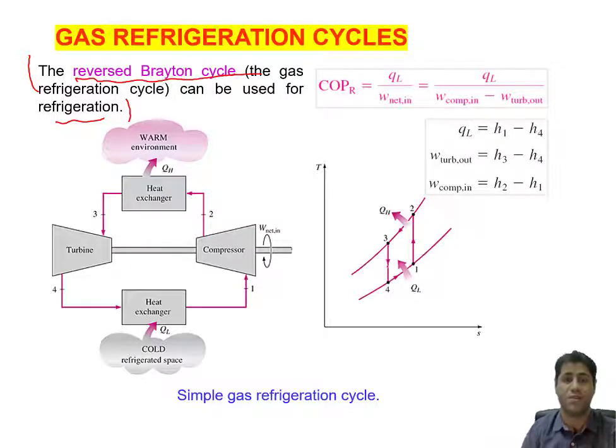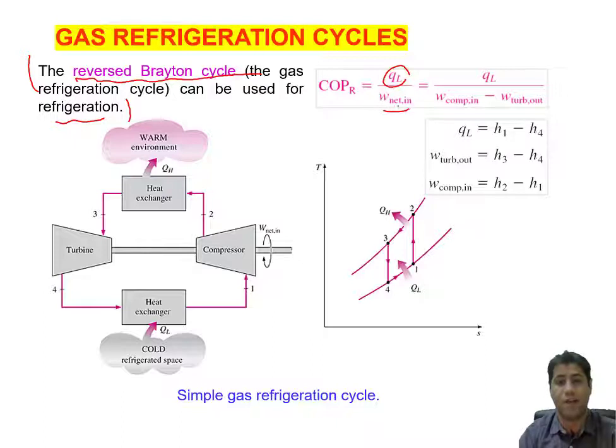You can see here that this cycle, compared to the vapor compression refrigeration cycle, is simpler, and also the components are fewer than the components we had for the vapor compression cycle. To calculate the COP, or coefficient of performance, for this reverse Brayton cycle, again we need to divide QL by W net in. QL is the desired output of the cycle, and W net in is the required input.